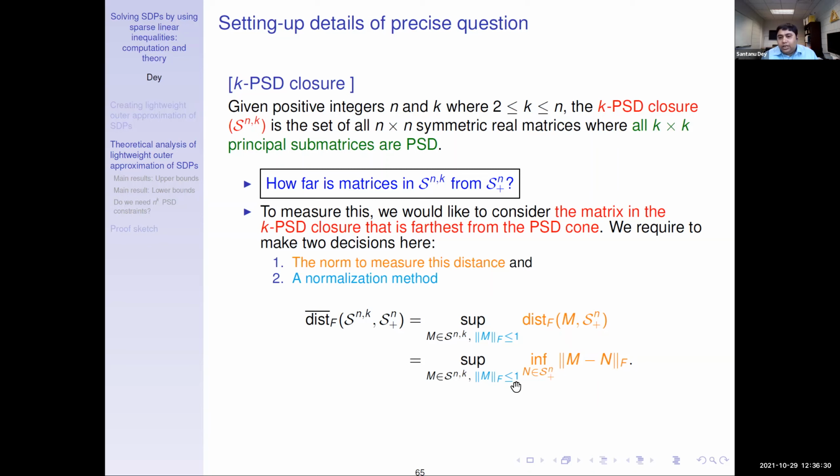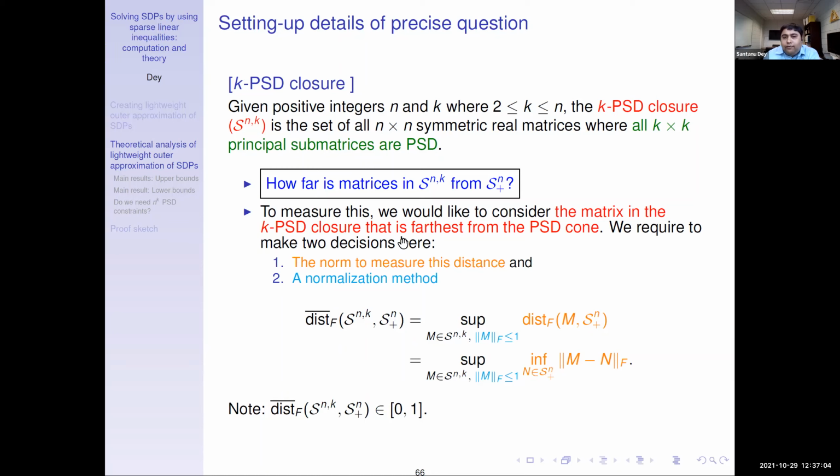So it's really solving this problem. Given a matrix M in S_n^k whose Frobenius norm is 1, the way to find the distance is to find the matrix N which is PSD and closest in the PSD cone, and find this distance in Frobenius norm, and then solve the whole problem. One quick property about this distance, and I put a bar on it, is that it's actually between 0 and 1. Why is that?